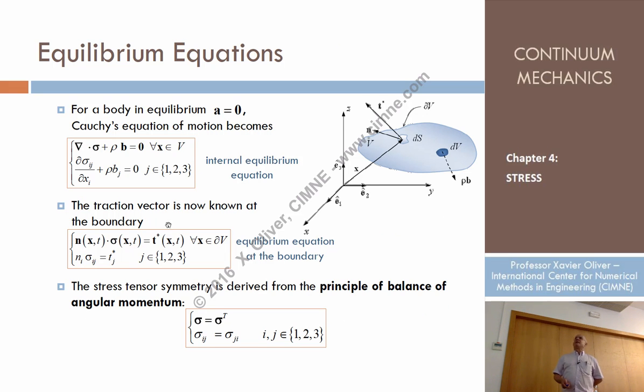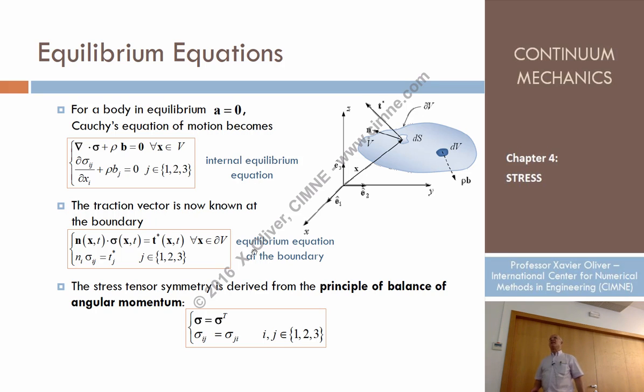What about the fundamental equation at the boundary? Well, if at the boundary we have known values of t star, which are the forces acting on the boundary of the continuum media, of course the stresses have to fulfill that the traction vector in terms of the normal at the boundary, n times sigma, is equal to t star. Okay? So this is something that we call boundary condition or equilibrium equation at the boundary.